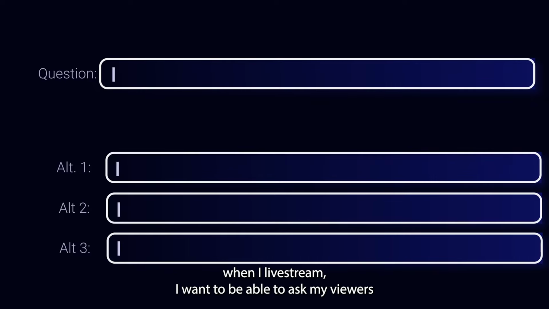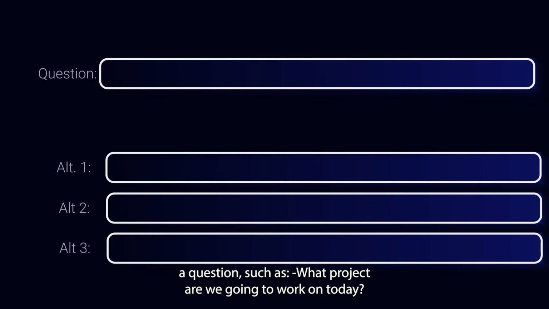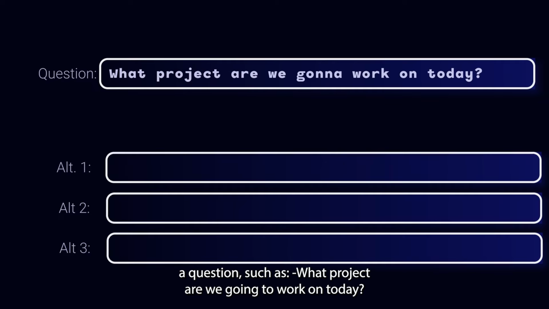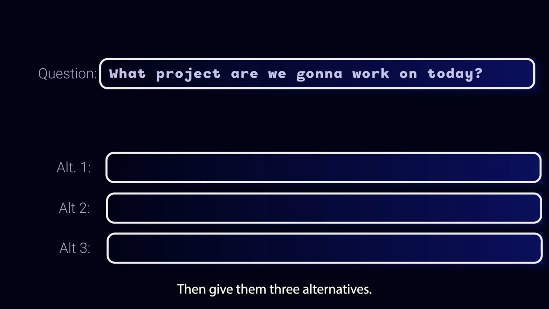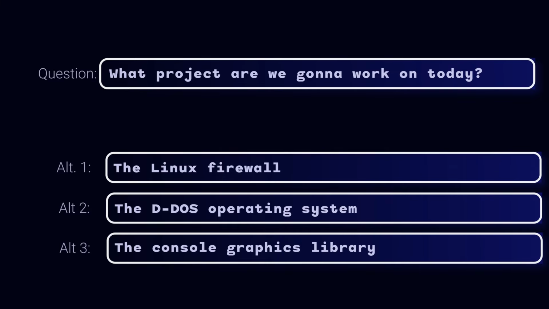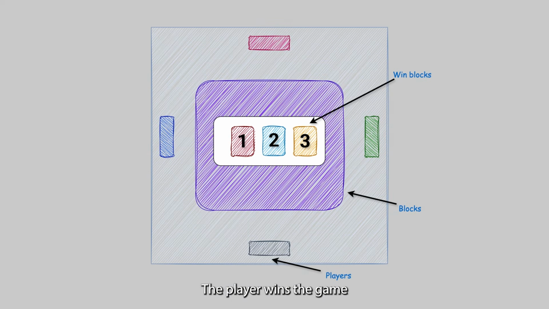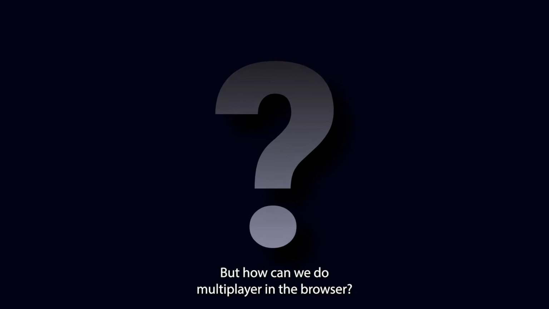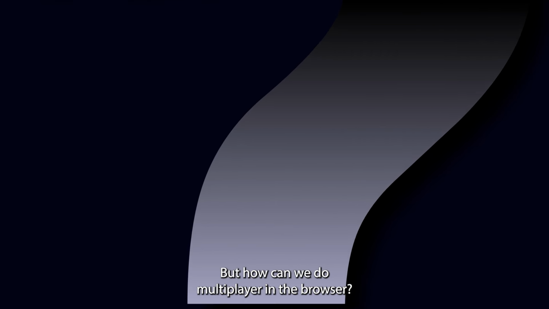Sometimes when I live stream, I want to be able to ask my viewers a question, such as what project are we going to work on today? Then give 3 alternatives. A player wins the game by picking one of the 3 boxes in the middle, and that also decides the alternative. But how can we do multiplayer in the browser?